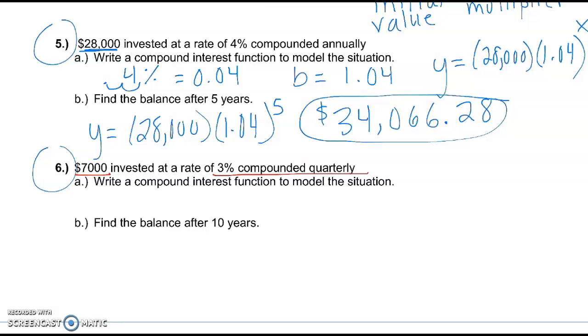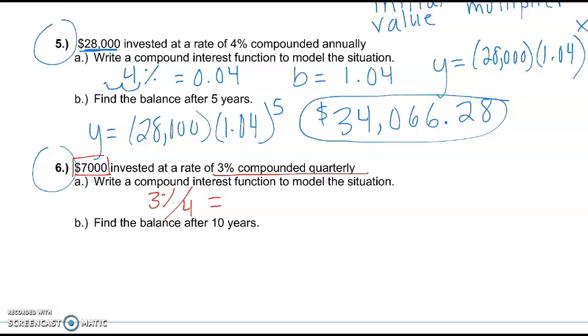So every 3 months, we're going to get part of that 3%. We know our initial value is going to be that $7,000, but now let's take a look at what our multiplier is going to be. We have 3%. If we were compounding annually, we'd get 3% every year, but we get that broken out into 4 quarters. So I'm going to take my 3% and divide it by 4, because I'm going to get that 4 times a year.